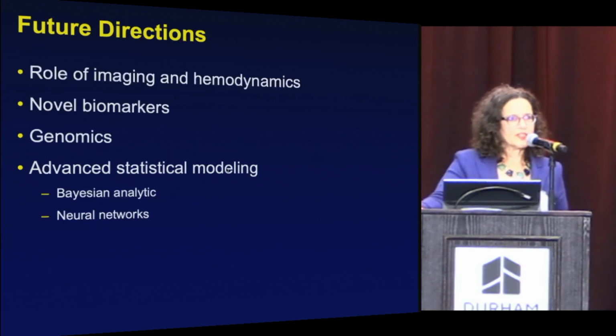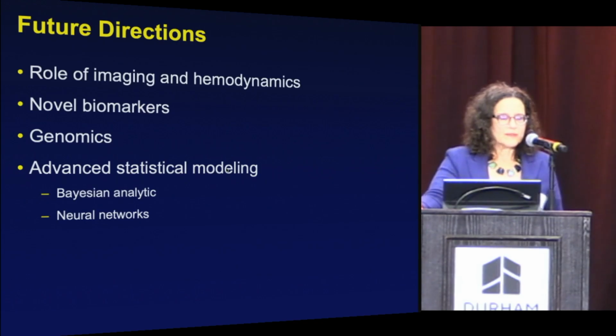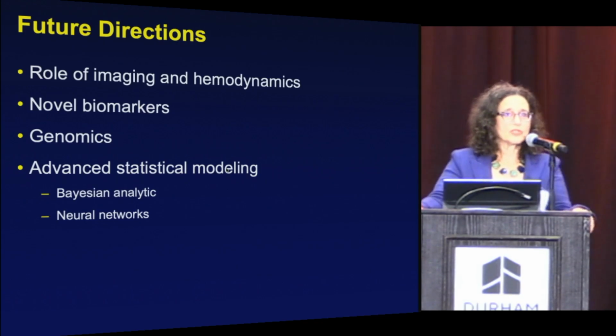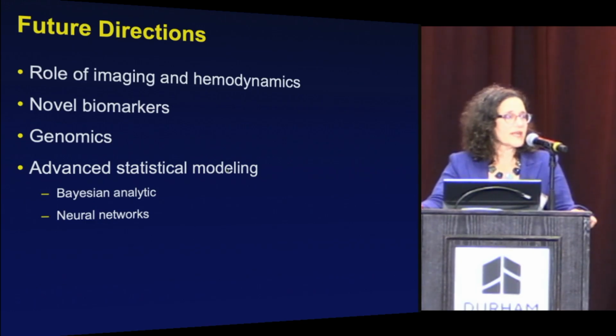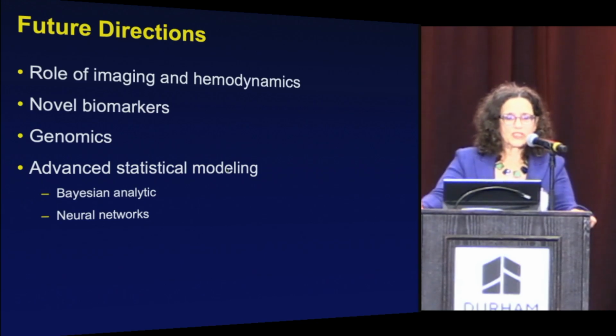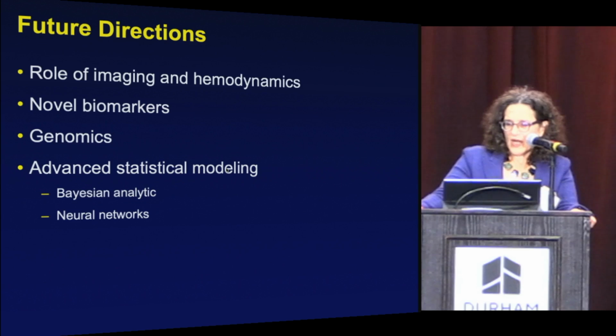So in the future, I think we need to further delineate the role of imaging and hemodynamics as a complement to the current risk scores that we have. There may be novel biomarkers that we've yet to find that can be useful for us, or genomics that may help us predict. And then there's other advanced statistical modeling techniques that are way above my head that may be helpful for us in the future. So with that, I will stop, and I'm happy to entertain any questions. Thank you.